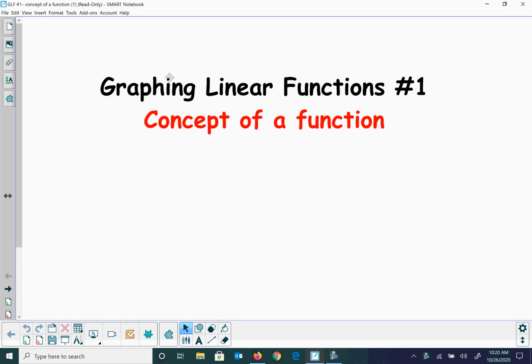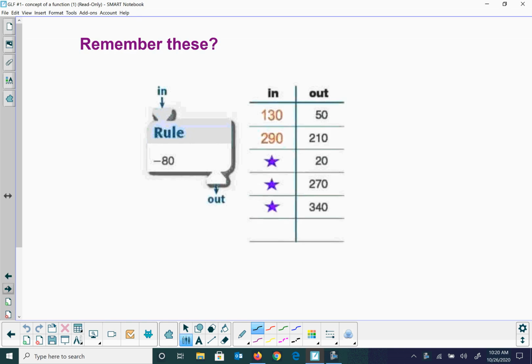All right, so this is our next chapter. This is graphing linear functions. So we're going to be graphing lines, and there are some rules that go with it. We have some things to cover in the next couple of pages, so take the notes you want.